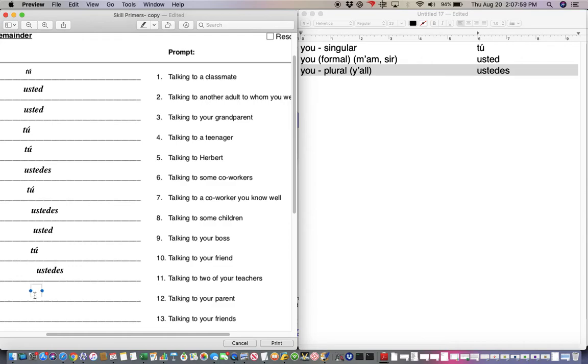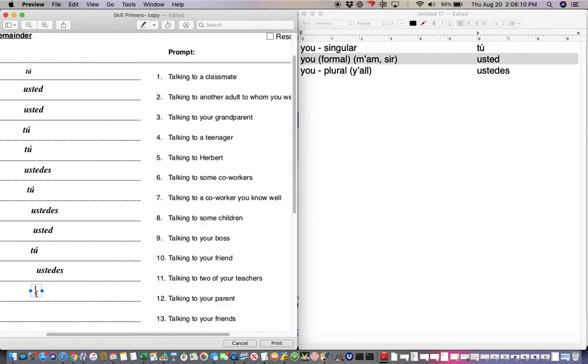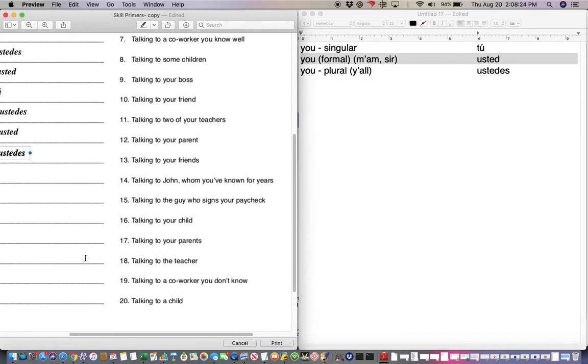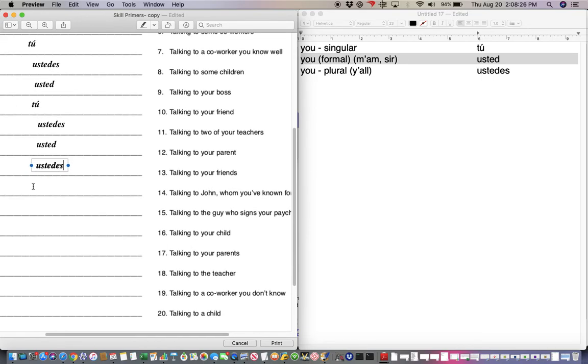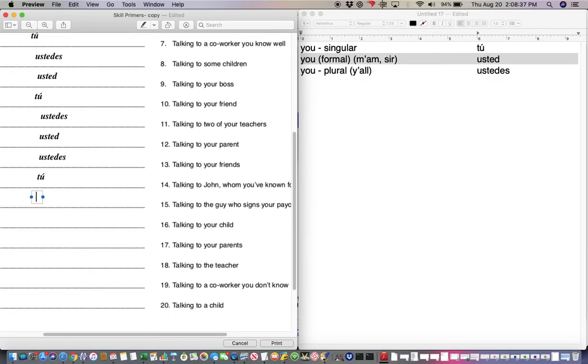Talking to your parent. If I'm talking to my father and he's not happy with me, I use the usted. I use the formal. I say sir to my father and ma'am to my mother. I still do. So that one is usted. Talking to your friends. That's plural, so ustedes. Talking to John, whom you've known for years. Okay, so you're friends with this guy. You've known him for a long time. So tú. Talking to the guy who signed your paycheck. That one's definitely going to be usted.